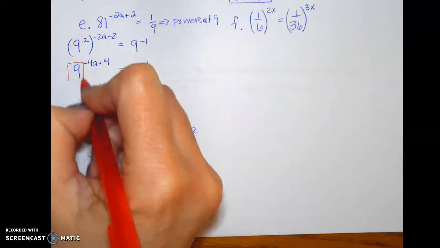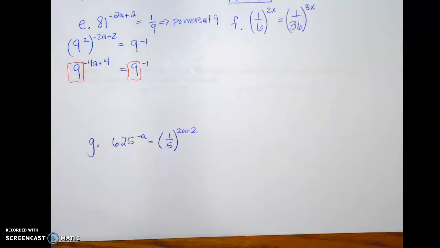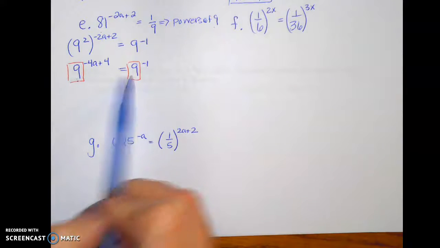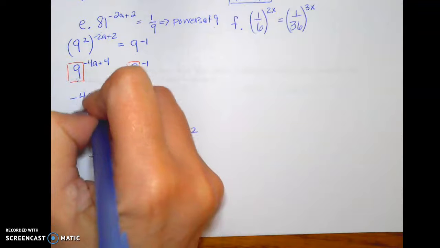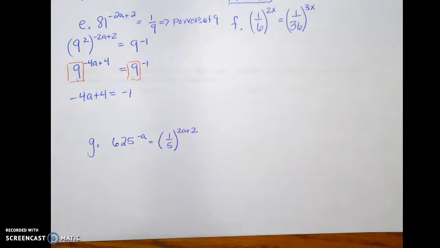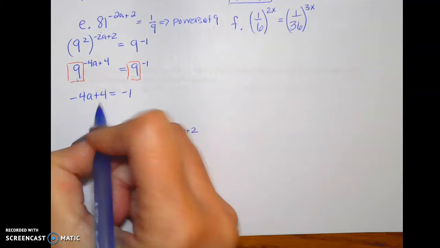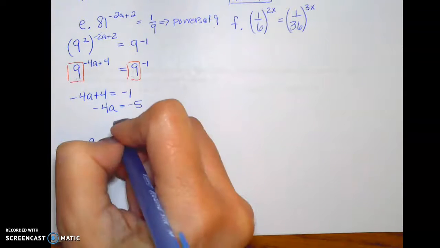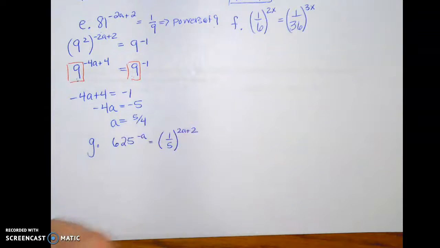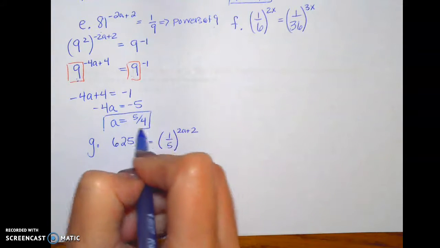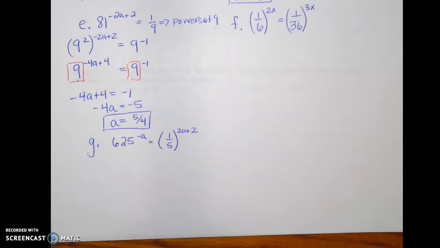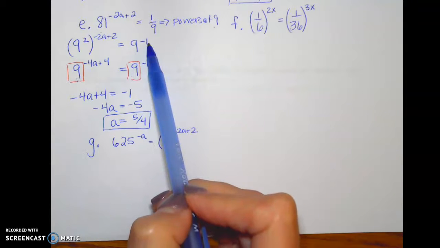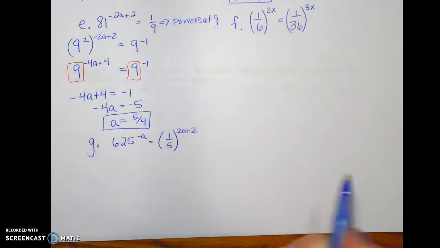So same thing now, this becomes similar to what we were doing up above. We have our 9 on both sides, which is what we were looking for. And now because our bases are the same, we're allowed to just set our exponents equal to one another. So we have negative 4a plus 4 equals negative 1. Then we move that 4 over. Negative 4a equals negative 5, and a equals 5/4. And that's the end of that problem. So it's a little bit of extra recognition there that you can rewrite 1/9 as a power of 9. It's 9 to the minus 1, which gets you back to that 1 over 9.